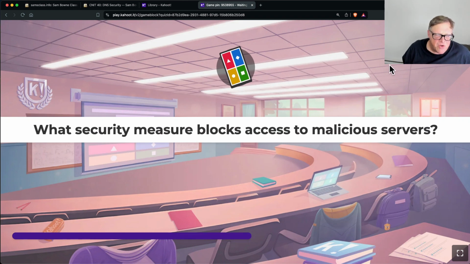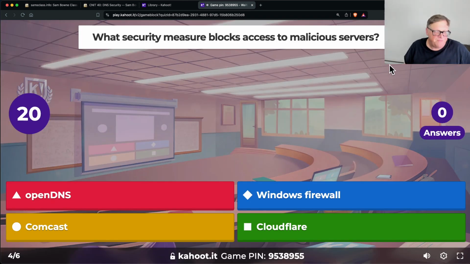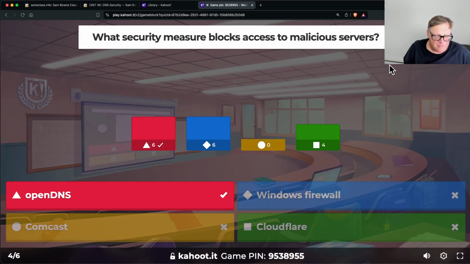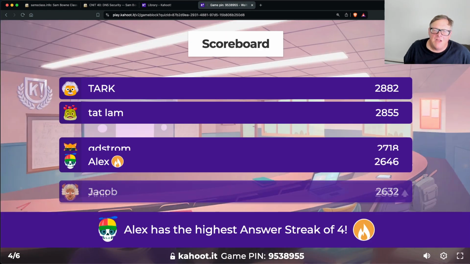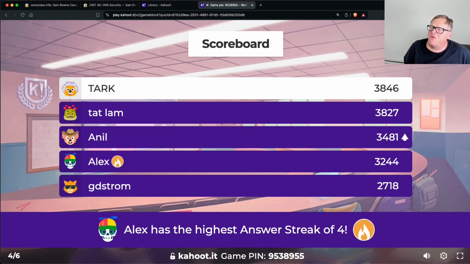All right, so what measure blocks access to malicious servers? OpenDNS is what does that. The firewall doesn't. It's not that smart. But OpenDNS does. There's a thing called SmartScreen in Windows that tries to do the same thing through a Microsoft service.